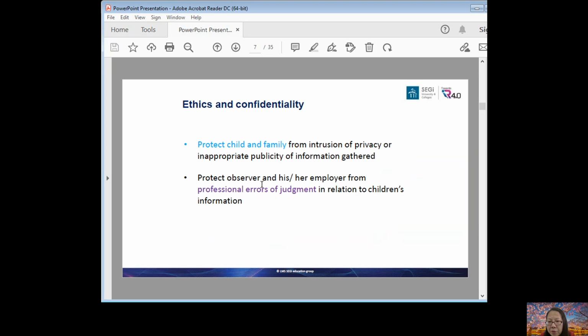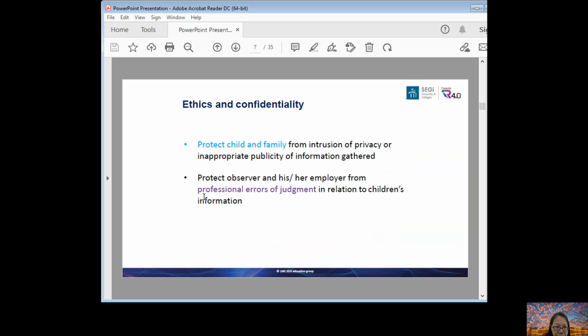Protect the child and family from intrusion of privacy or inappropriate publicity of information gathered. Okay, so now, when you do an observation on the child, we do not want to let the child or the parents of the child feel that we are intruding into their business. Why is the child doing what she's doing? Why is it that the child is not behaving normally, for example? We do not want the parents or the child to feel that way. So we have to be very tactful in handling this.